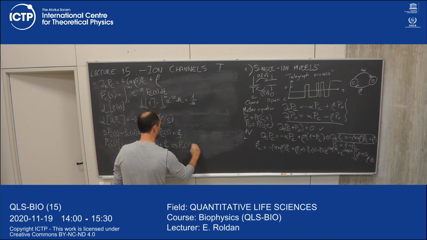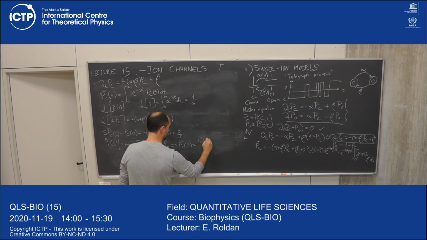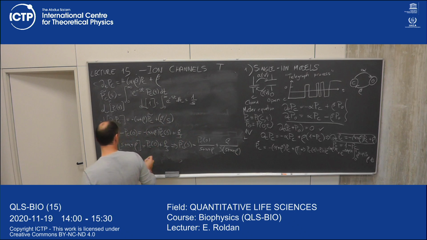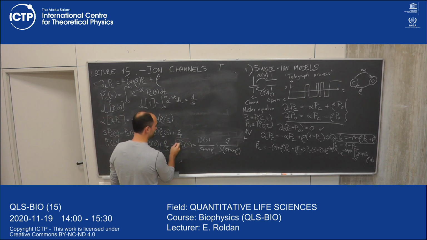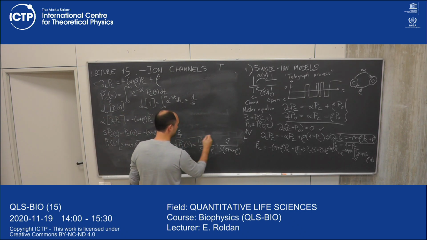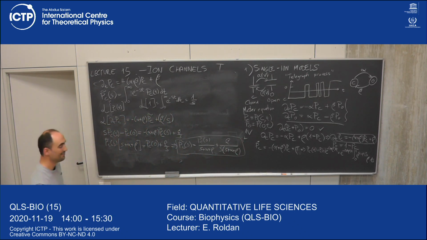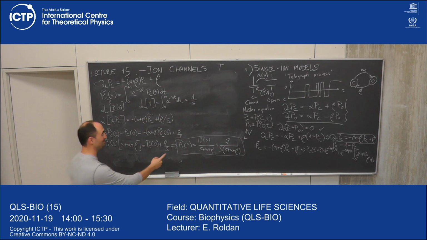Pc(s) equals Pc(0) divided by (s plus alpha plus beta), plus beta divided by s times (s plus alpha plus beta). In this way you get this solution in the Laplace space for the probability of the channel to be closed, but you want Pc(t), time dependent. So now you have to invert the Laplace transform.